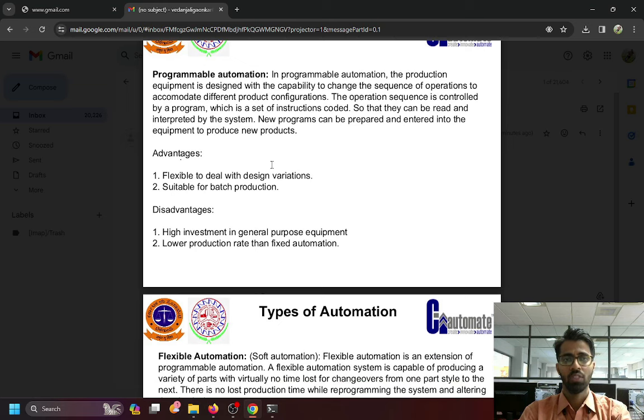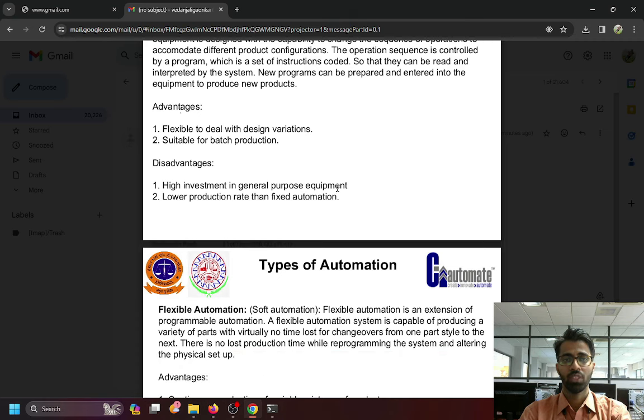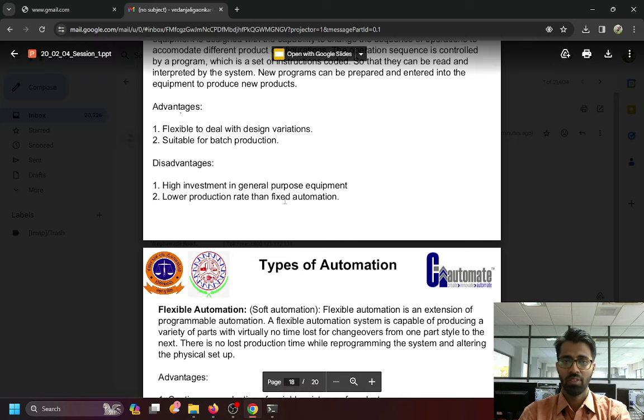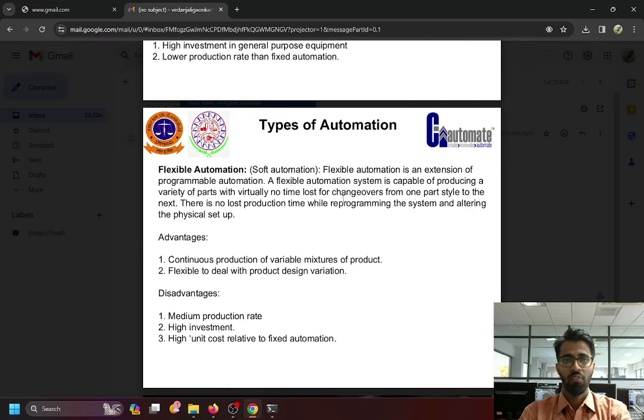Advantages: flexible to deal with the design variations, suitable for batch production. Disadvantages: high investment in general purpose equipment, low production rate than fixed automation. Flexible automation, also called soft automation or software automation.